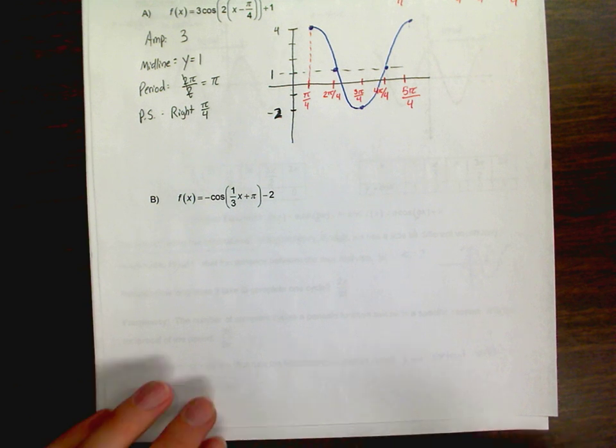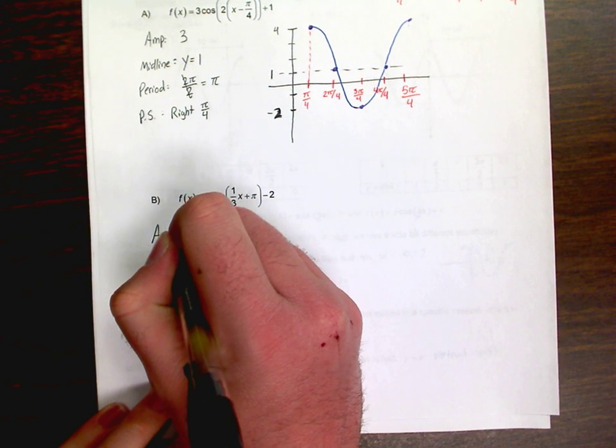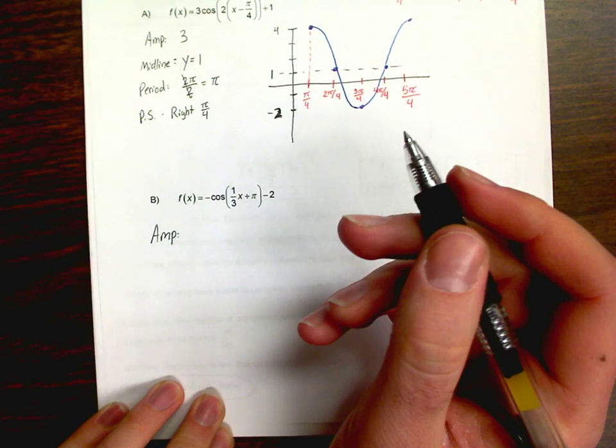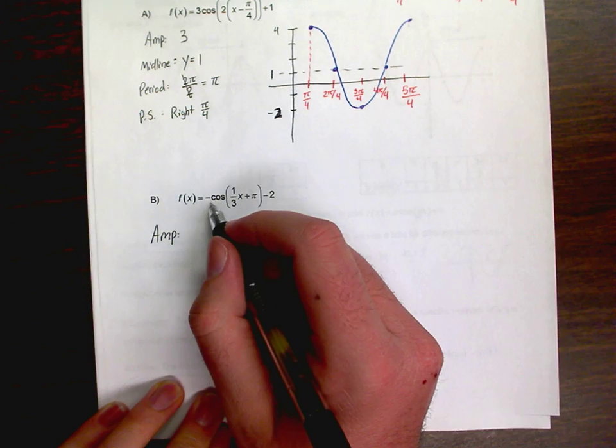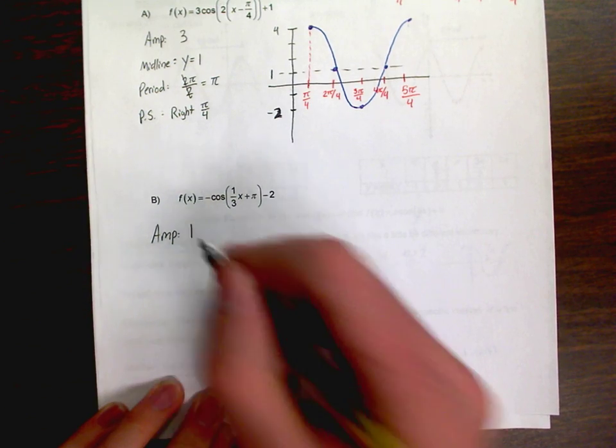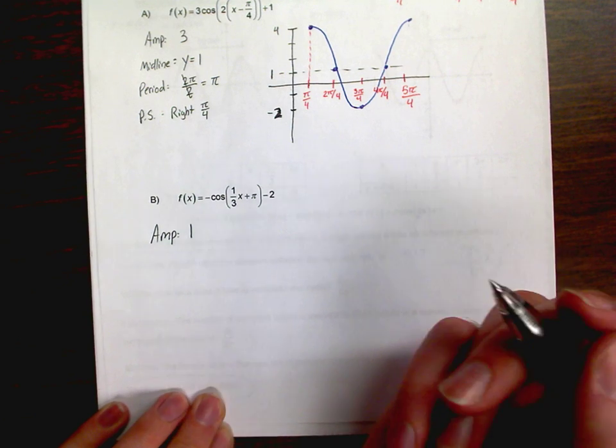So there's nothing in there. It's just a negative. So my amplitude is 1. So it hasn't changed from the original. Let's do the midline. That is at y equals -2.